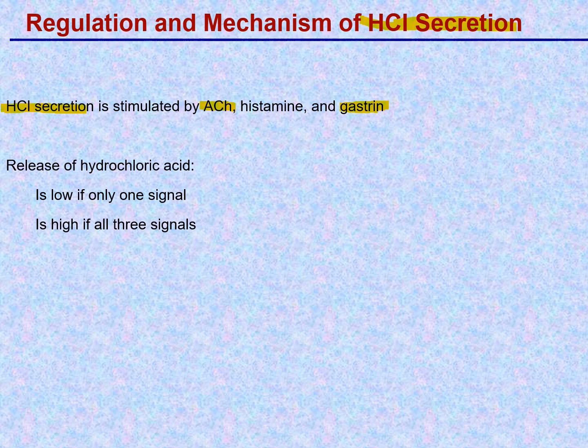So if any one of these signals is present, but only one, then secretion of hydrochloric acid is at a low level. If, however, all three are present, including histamine, then secretion occurs at a high level.